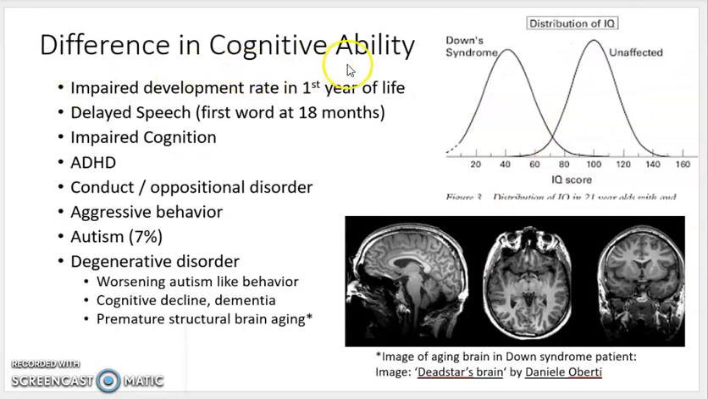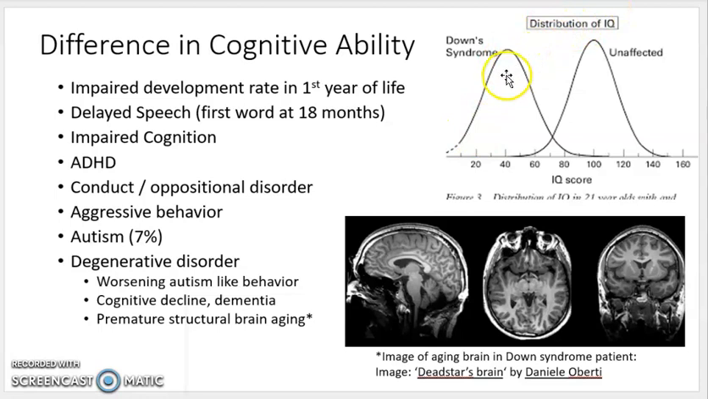There's also a difference in the cognitive ability. There's impaired development in the first year of life, delayed speech. Typically, on average, the first word is at 18 months. Impaired cognition, ADHD, conduct oppositional disorder, aggressive behavior. 7% are diagnosed with autism. Also, they're diagnosed with a degenerative disorder, which is like worsening autism-like behavior, cognitive decline, such as dementia, premature structural aging.